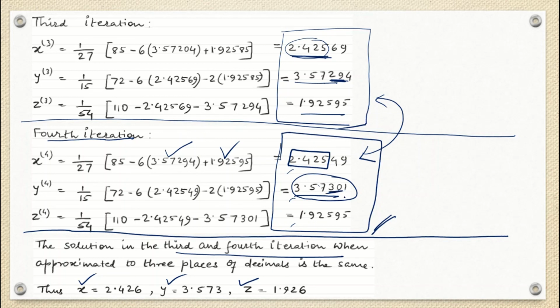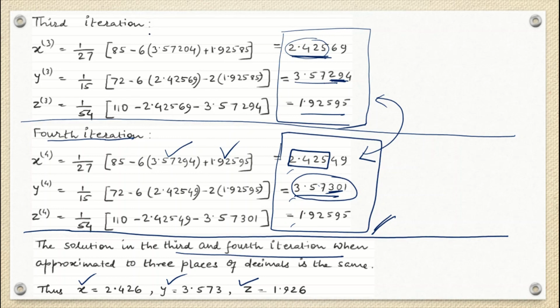So it all depends on what they are asking in the question. If they are very specific that the answer should be correct up to 3 places or 4 places, then you have to do that many iterations so that the values are the same up to 3 or 4 places of decimal. But if the question does not have this kind of condition, then it is up to you to decide when you should stop your iteration.